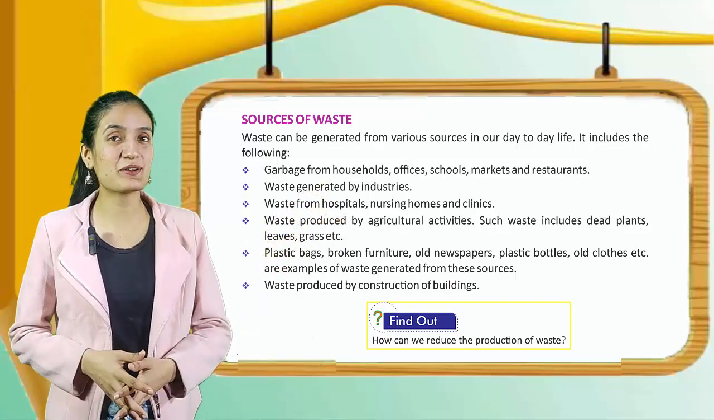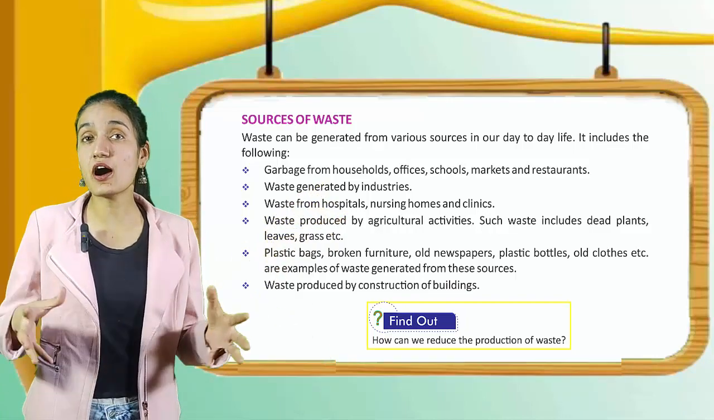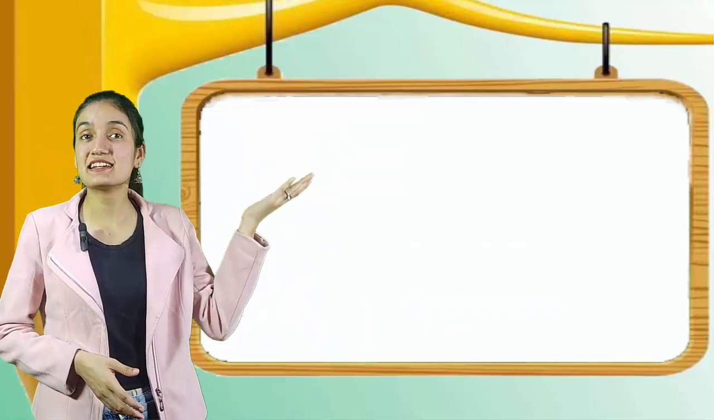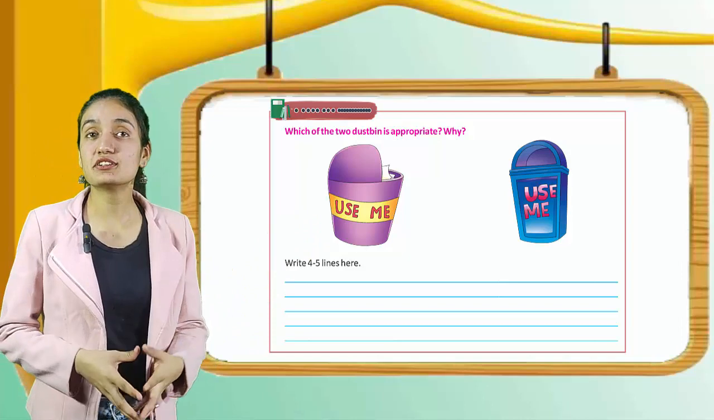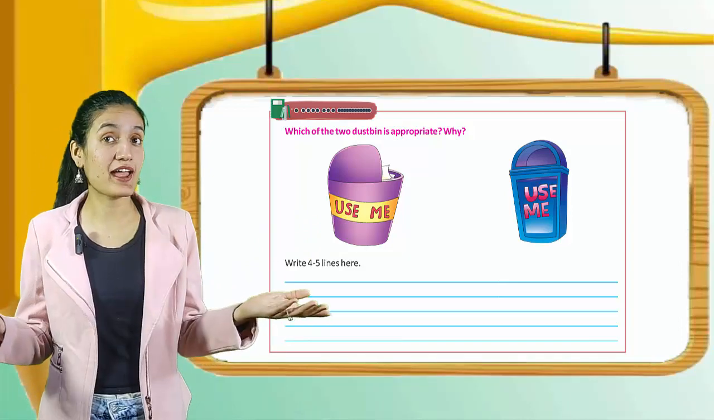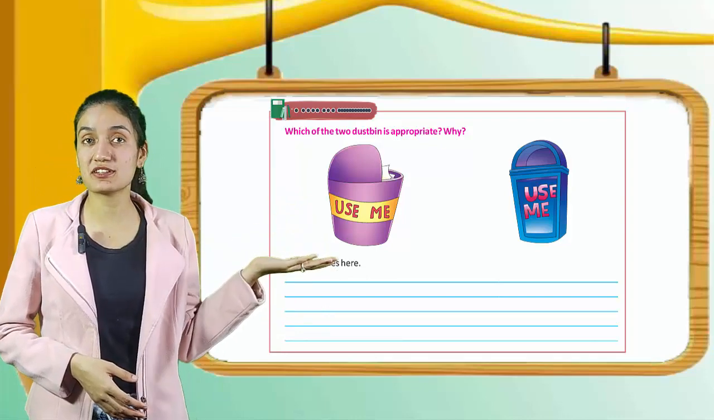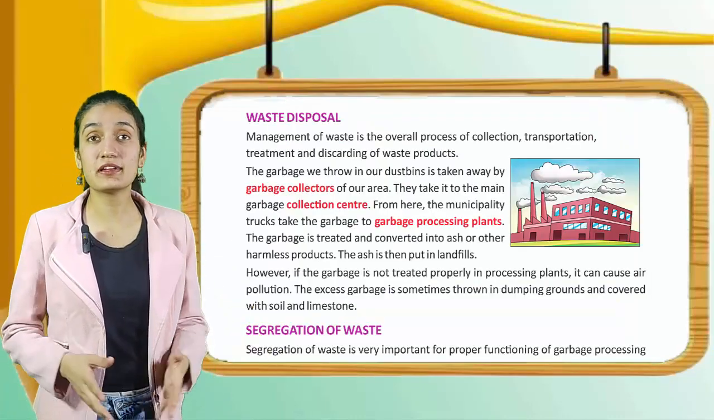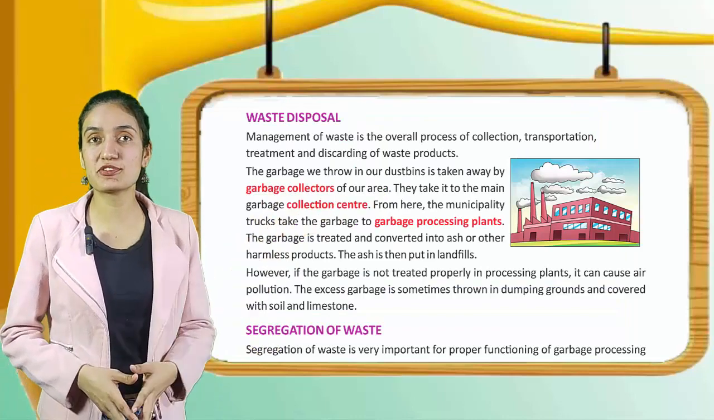Now it's time to find out, students. Find out how we can reduce the production of waste. Next is an activity. Which of the two dustbins is appropriate? Why? Here you can see the two dustbins. Write 4-5 lines here.